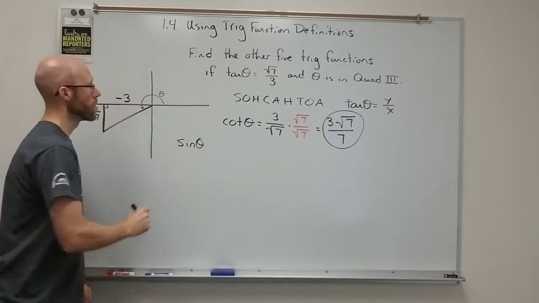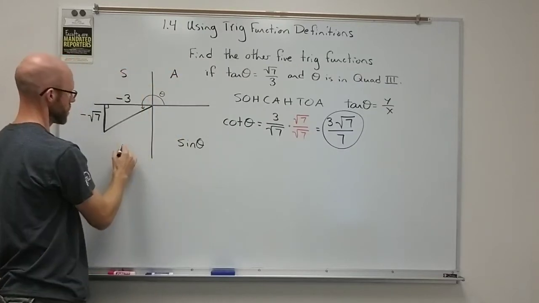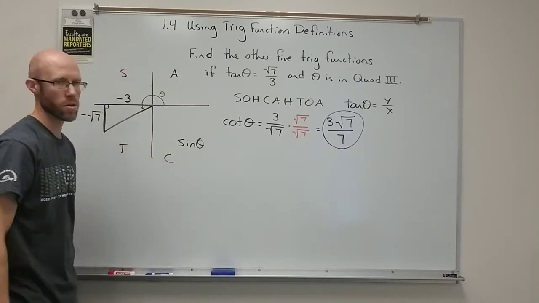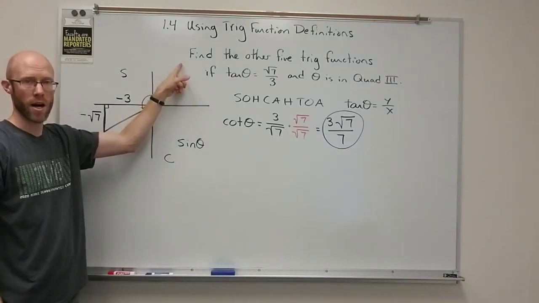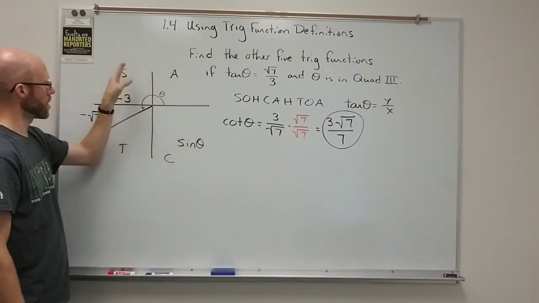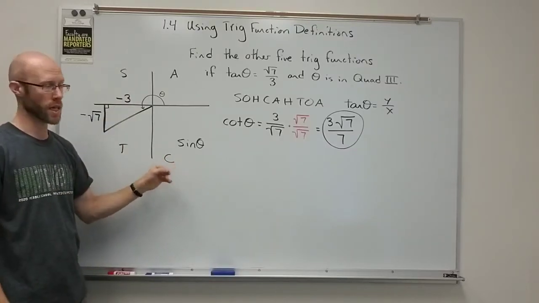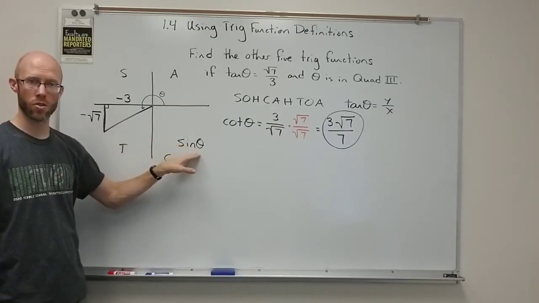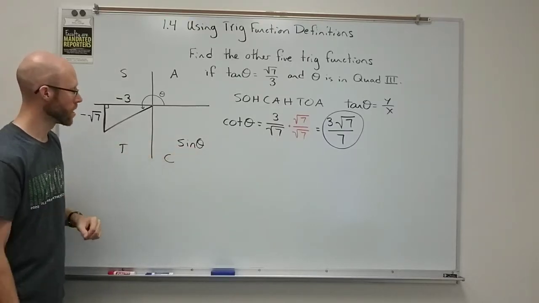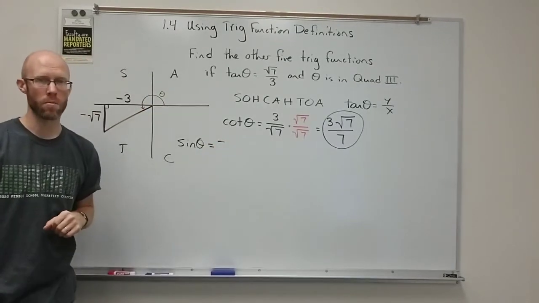Also remember that our quadrants, we had that ASTC abbreviation. All the trig functions are positive in the first quadrant; sine, tangent, and cotangent, or cosine, respectively, in the others. So here the tangent's positive, but that also means all the other trig functions are negative, including the sine. So I know that the sine is going to be a negative number.